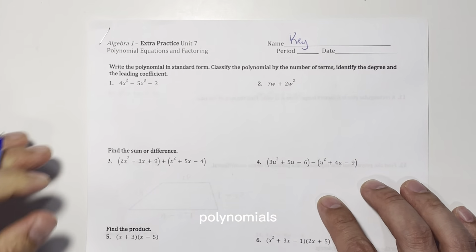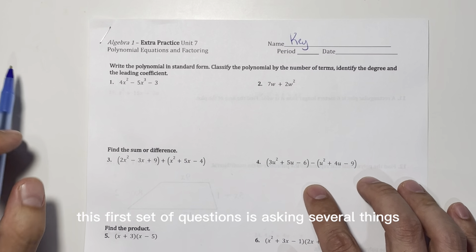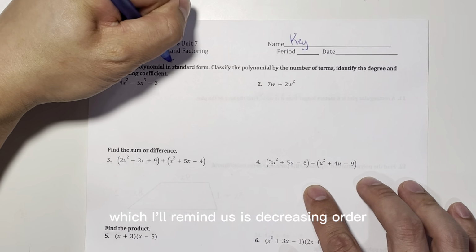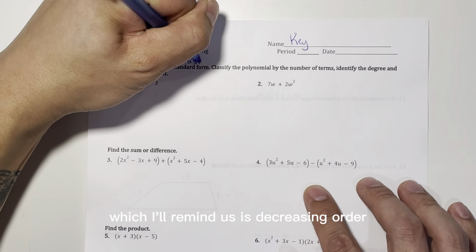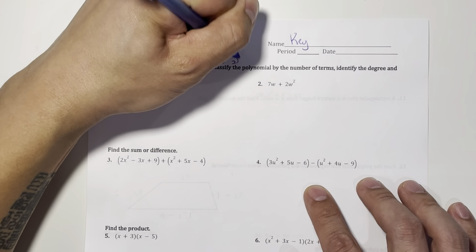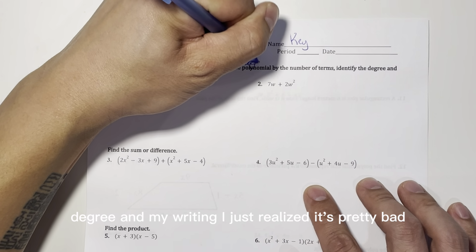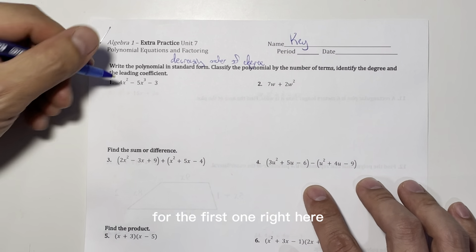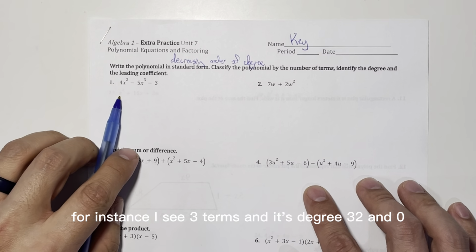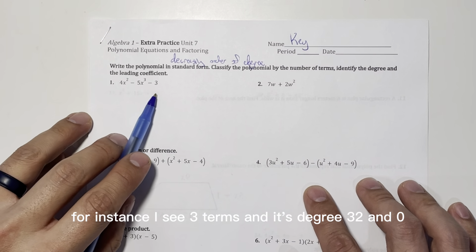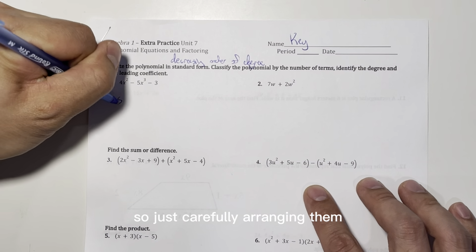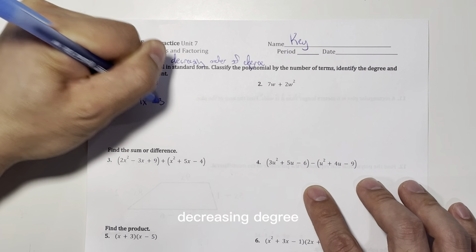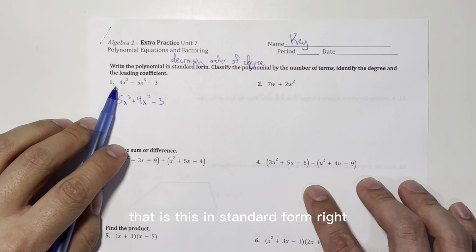So this is chapter 7, polynomials. This first set of questions is asking several things. It says to write the polynomial in standard form, which I'll remind us is decreasing order of degree. And my writing, I just realized, is pretty bad. But yeah, we'll get these in standard form. So might as well just do that for the first one right here. For instance, I see 3 terms, and it's degree 3, 2, and 0. So just carefully arranging them so that I have all the signs preserved and decreasing degree. That is this in standard form.